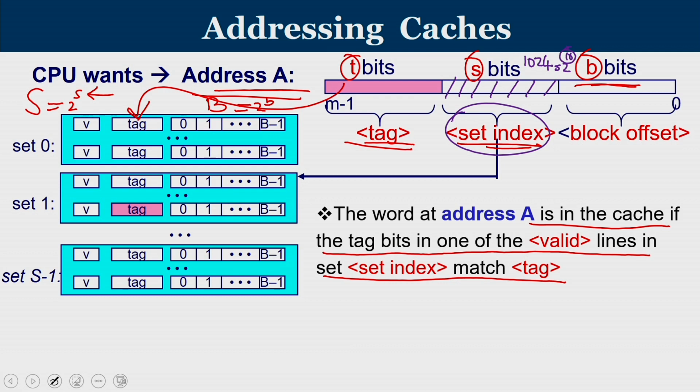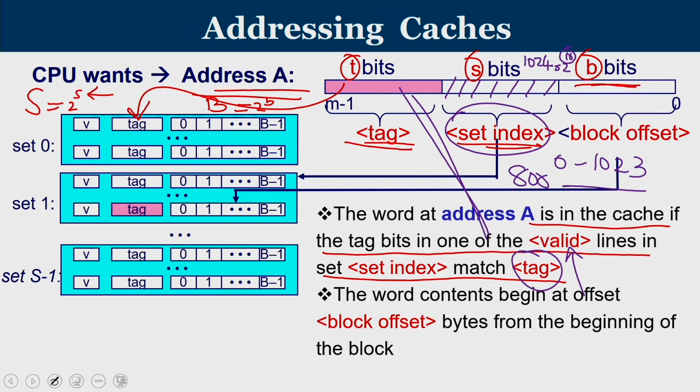Go to that set index, it will give a number. In this context, it will give a number ranging from 0 to 1023. Let us say the number is 800. Go to set 800, check whether the valid bit is equal to 1. If the valid bit is equal to 1, check whether the tag is matching with the tag being proposed. If it is perfectly matching, then that represents a hit. Once you know it is a hit, using the block offset portion, the word contents begin at offset bytes from the beginning of the block.